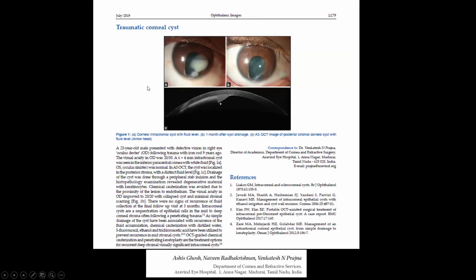To give an example, this is a case of traumatic corneal cyst, which is again a rare entity with a fluid line. When we did an AS-OCT, we could see that line. So this is before, this is after, and then this is an investigation. When you combine these 3, then you're telling a story. This is just a 100-word write-up, describing what the lesion was, how the lesion looked, what we did, and what the post-op image was, with a few references.